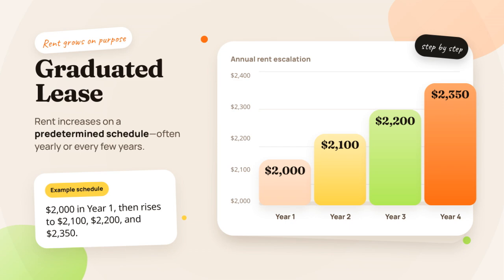This gradual increase is intentional and helps both the landlord and tenant plan their finances more effectively. The annual rent escalation acts as a step-by-step growth, reflecting inflation, property value increases, or agreed-upon adjustments. By outlining these predictable increases in advance, the tenant knows exactly what to expect each year, and the landlord ensures the rent keeps pace with market changes.